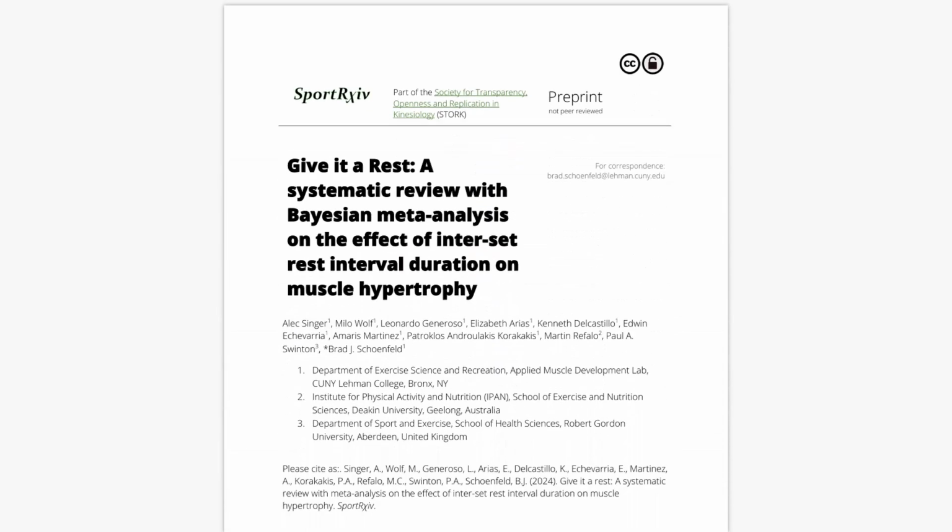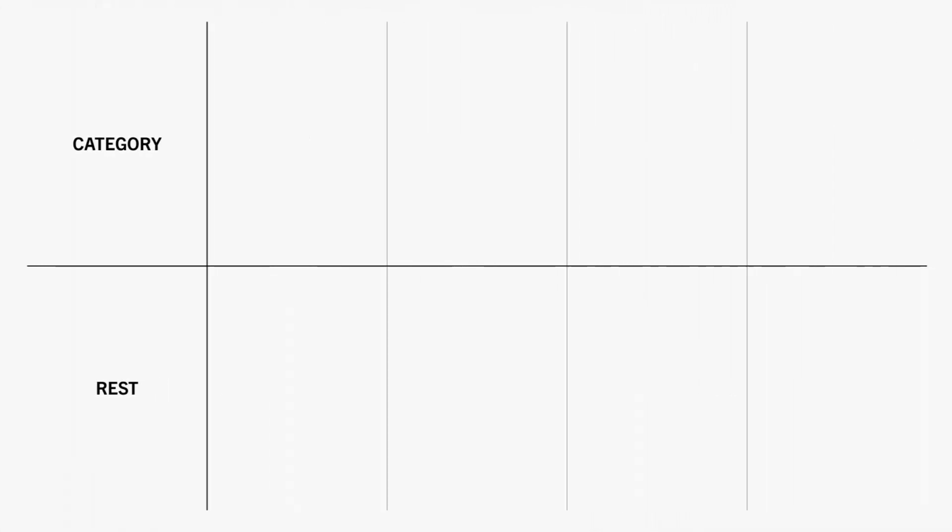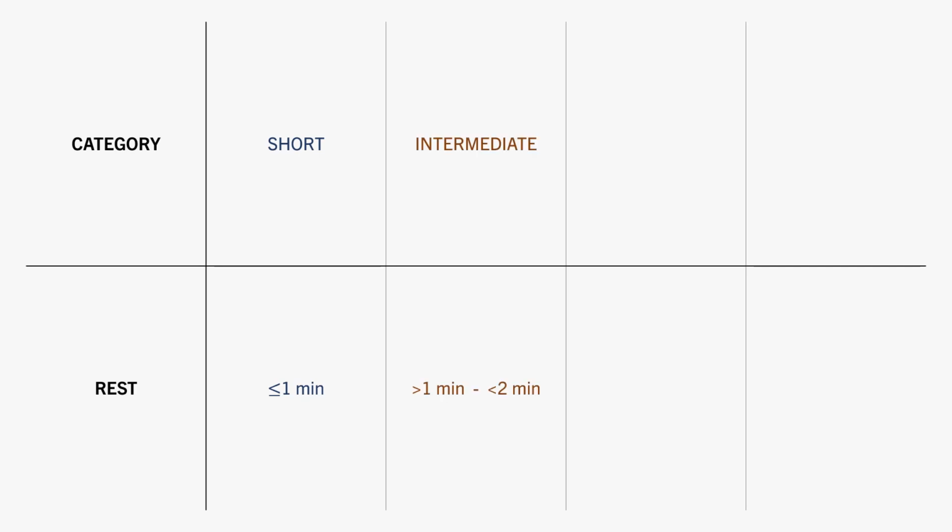This meta-analysis analyzed the body of evidence on how rest periods influence hypertrophy. The researchers categorized interventions into rest periods of different durations. These were 1 minute or less, longer than 1 minute but shorter than 2 minutes, 2 minutes or longer but less than 3 minutes, or 3 minutes and longer.